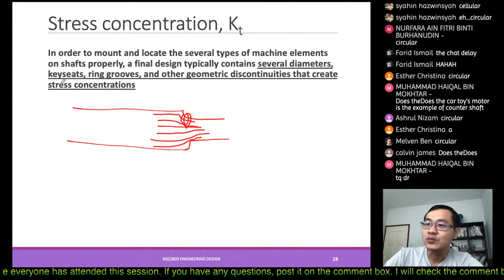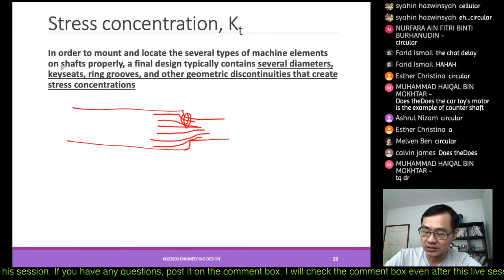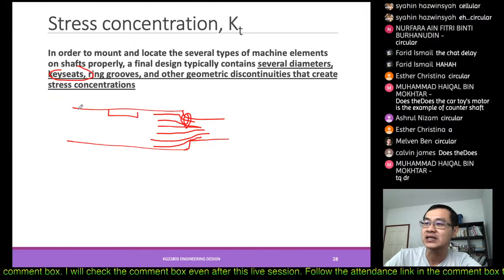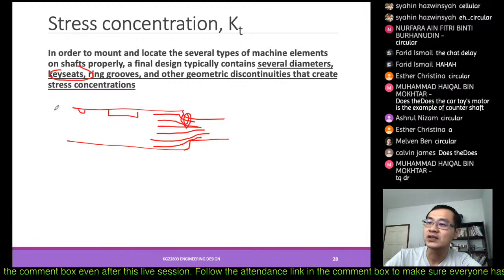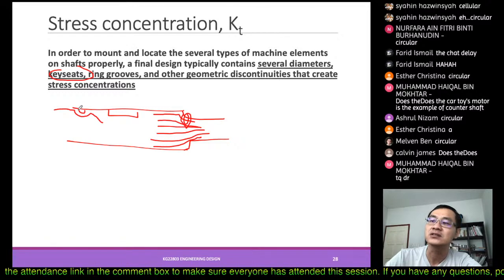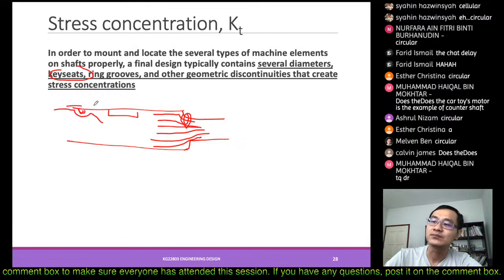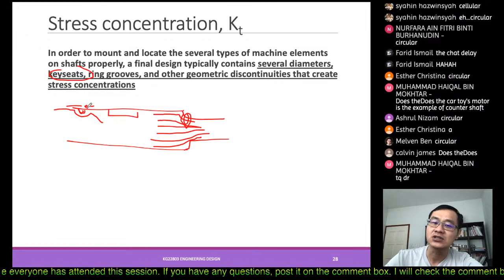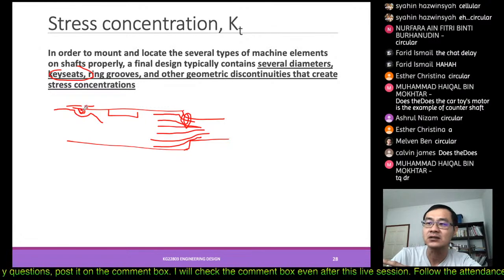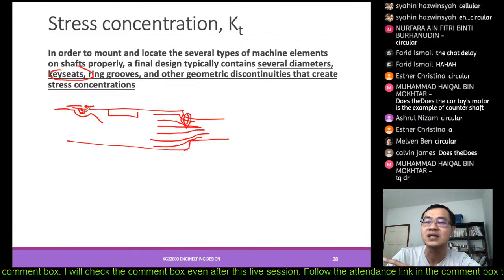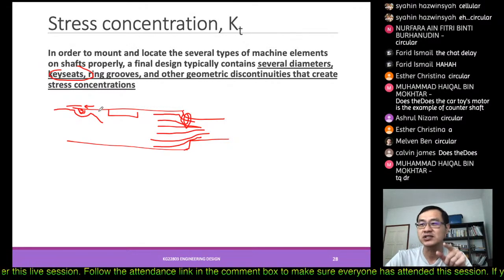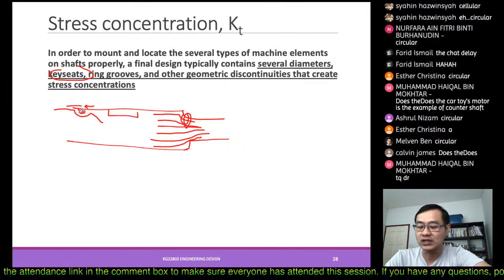Also there will be stress concentration due to the key seat. When we cut a key slot, a groove, the flow is now disturbed and has to go around. Because when we cut it off, whatever tension or compression occurs on this surface cannot be transmitted from this surface to the other; it has to go internally. That's why it causes stress concentration around that change of geometry.